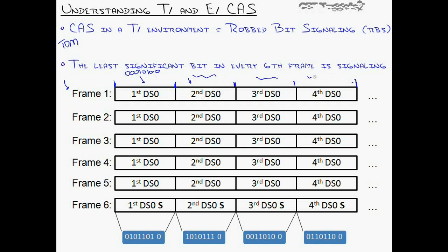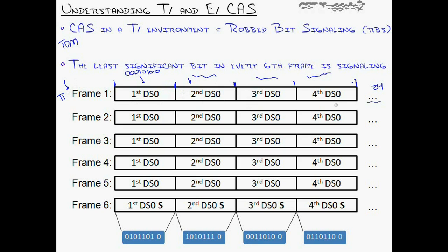Fourth, this goes all the way up to what? 24, because there's 24 DS0s that are bundled together into a T1. Sending those 24 frames all at once is one T1 frame. So when I say frame 1, you can think of it in multiple ways. It's frame 1 of each one of these DS0s, or you can think of it as the first T1 frame that's sent, which is a whole bunch of frames bundled into one.